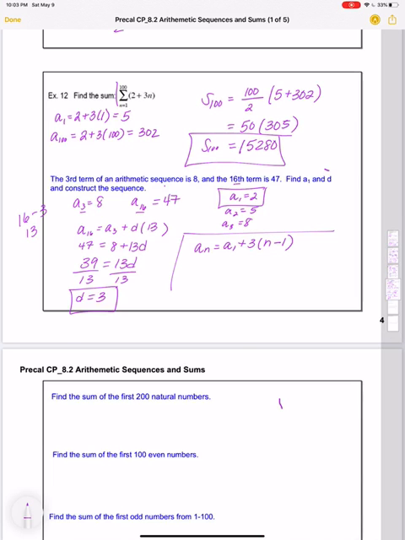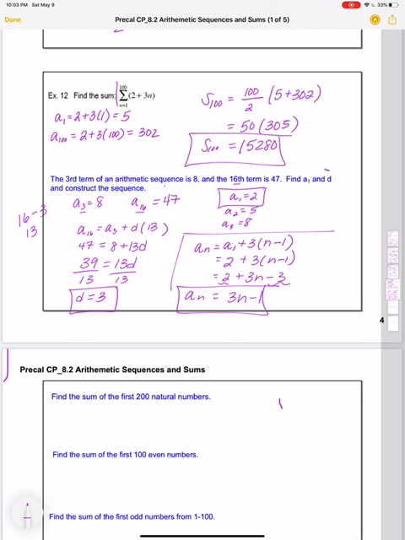Right? So a sub 1 is 2, so this will be 2 plus 3 times n minus 1. And then we're going to simplify it. So when we simplify, we get 2 plus 3n minus 3. So a sub n equals 3n minus 1. I get that by combining these two. All right, so there's your formula.